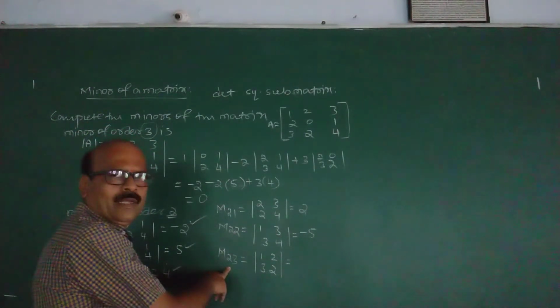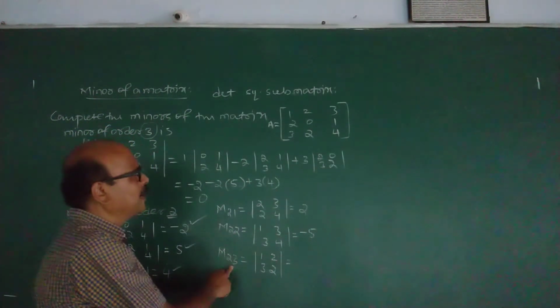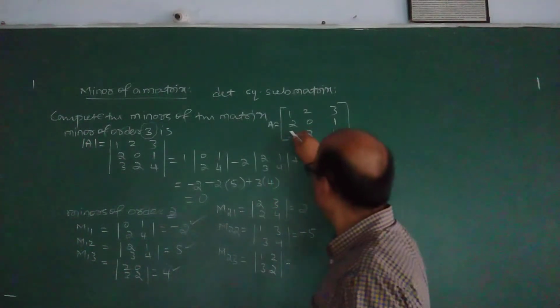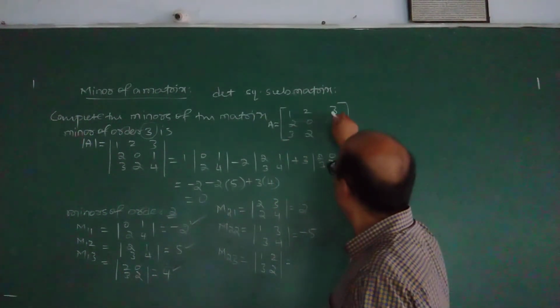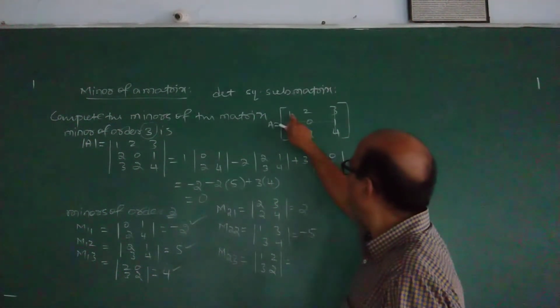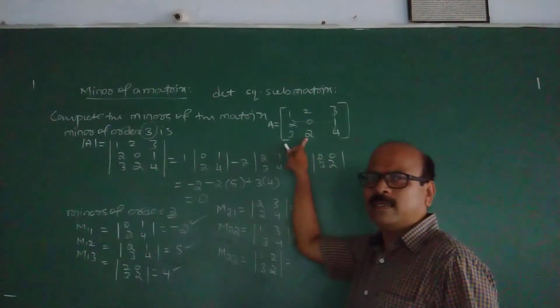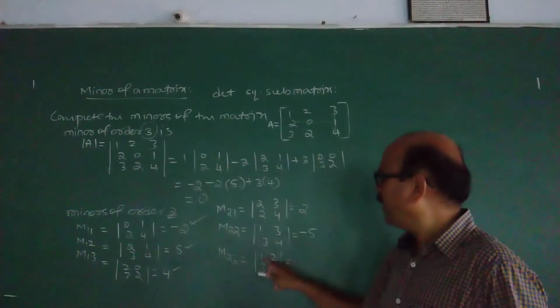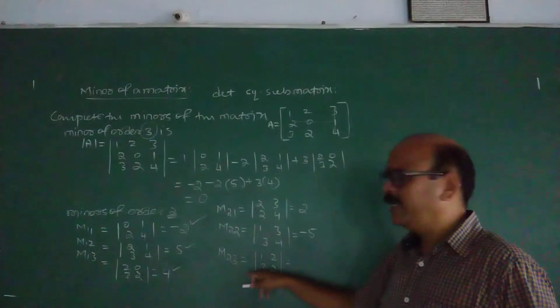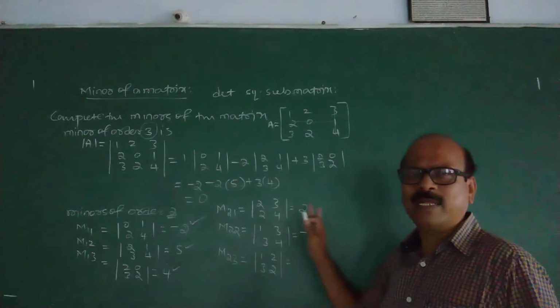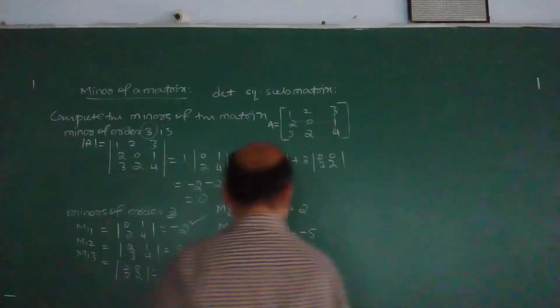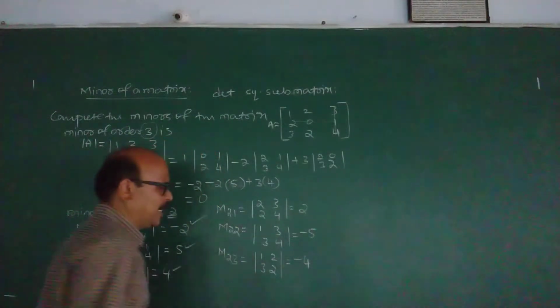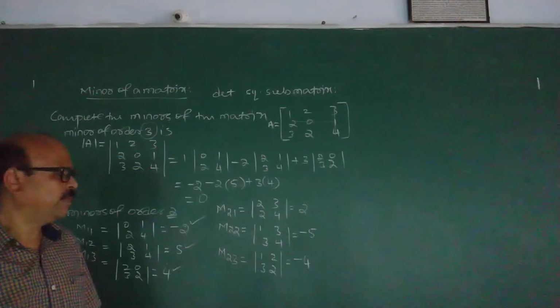Last one, M23. M23 is you have to delete second row, third column. What do you get? 1 2 3 2. Square submatrix. I have taken directly the determinant of that. That is called a minor, one minor of the matrix. What is this? It is 2 minus 6, minus 4. Am I correct here? Minus 4.